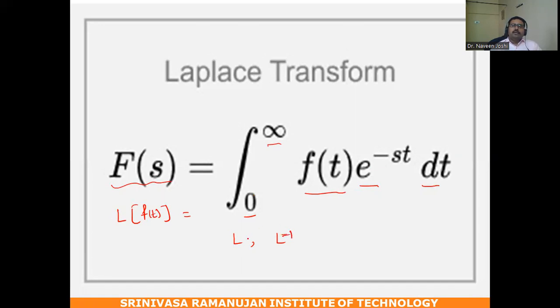Means we are using the Laplace transform operator L to convert time domain to frequency domain s. So for that we are using the Laplace transform technique, and to convert again from frequency domain to time domain, we are using the inverse Laplace operator. Okay, so this is the major definition. So in several concepts, we are going to use the definition of Laplace transform.